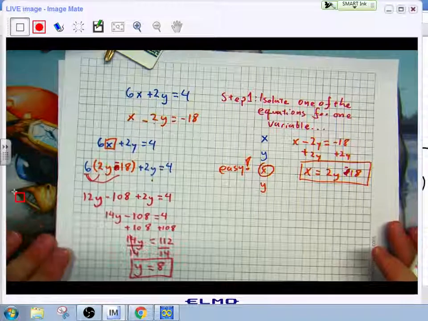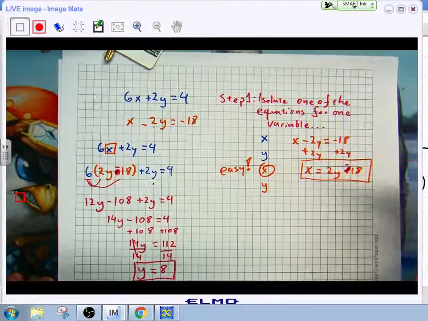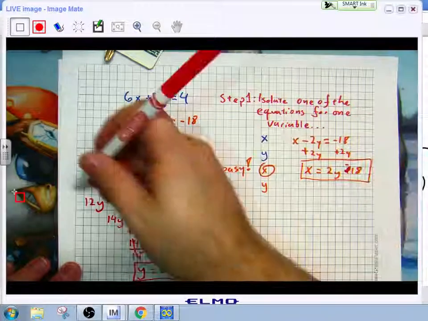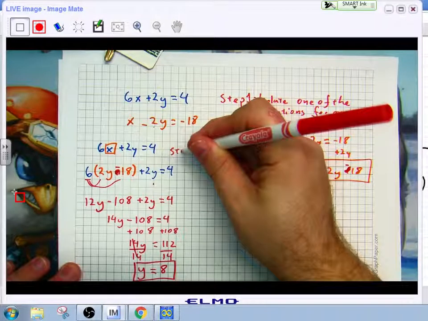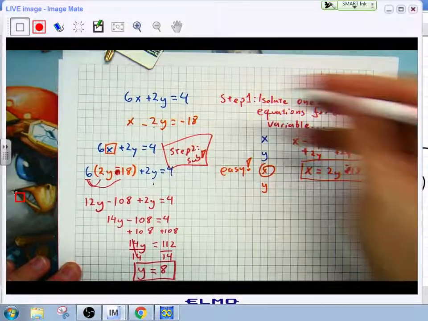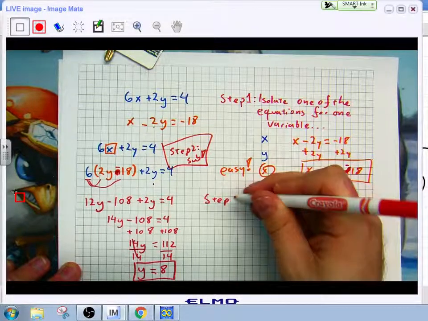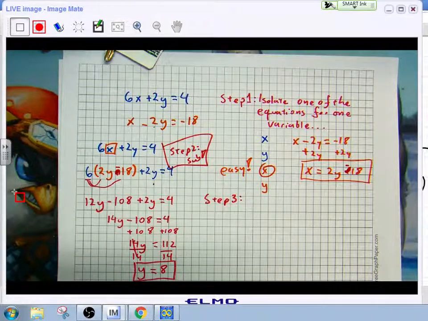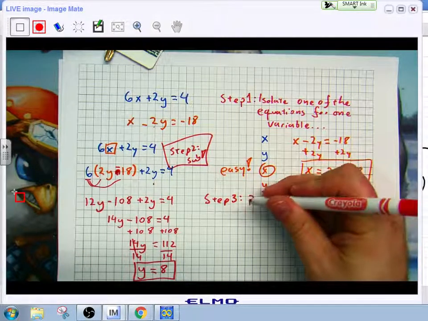So what do I have to do? Because this is our second step. Our second step 2 was substitute. What do I have to do to get the final answer here? Step 3. What do you guys think I have to do? I have this y equals 8. Plug it in. Yeah.